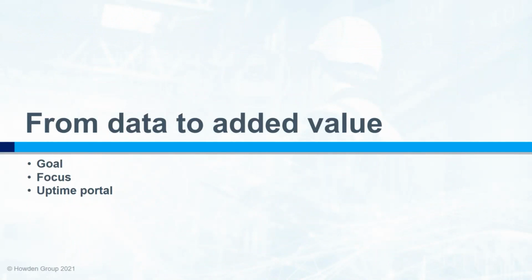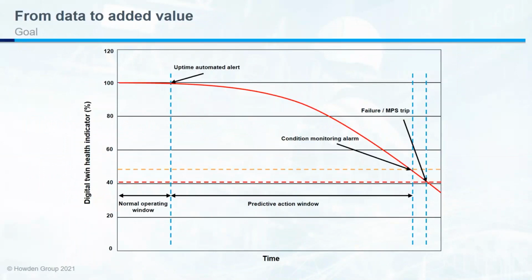So from data to added value, what's the goal of uptime? Where do we focus? And how do we show, let's say, the results? Starting with the goal. The main goal of uptime is to reduce unplanned downtime by predicting failures before they happen, and to detect whether the asset is running as optimal as possible.